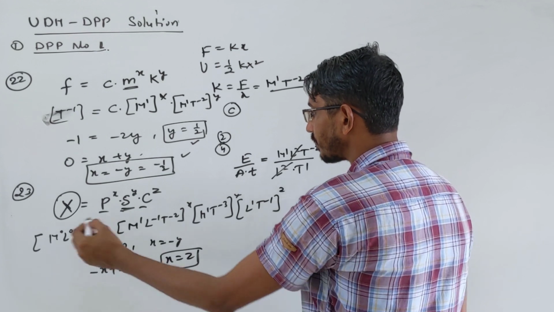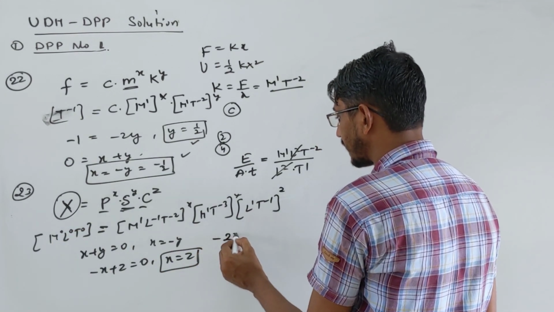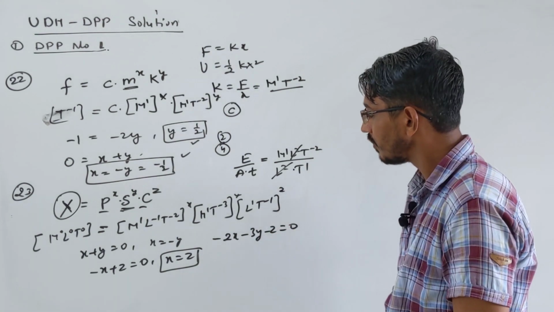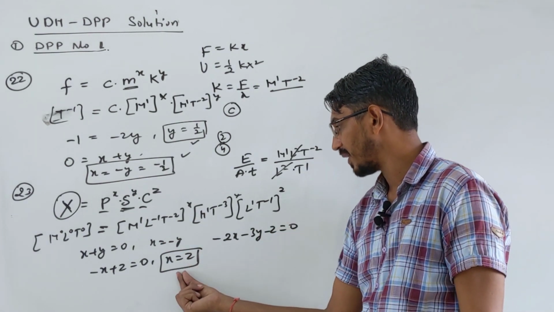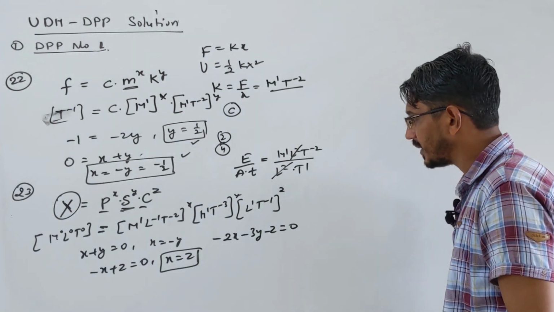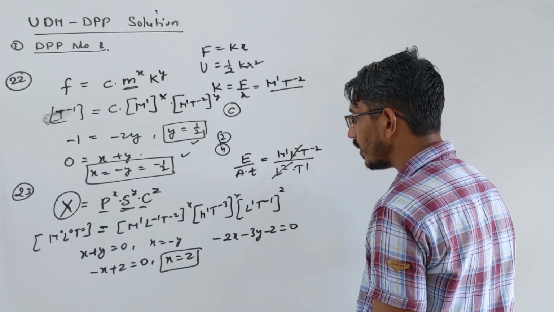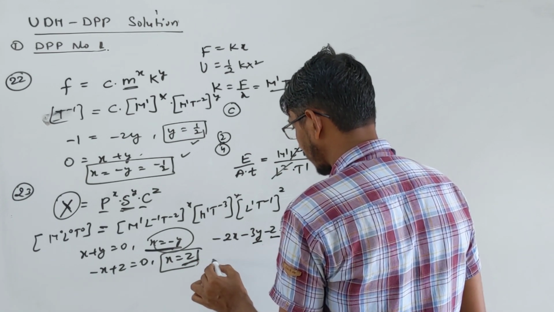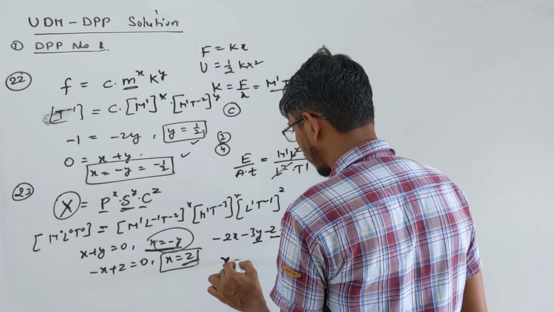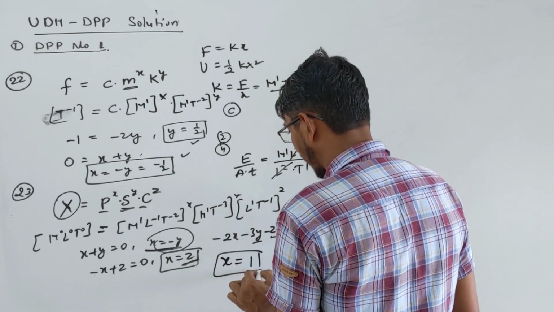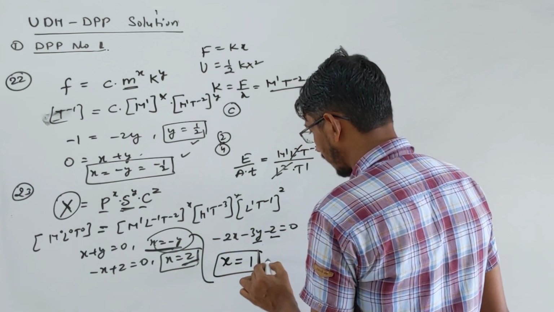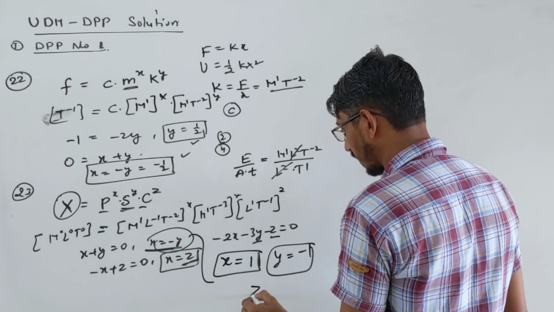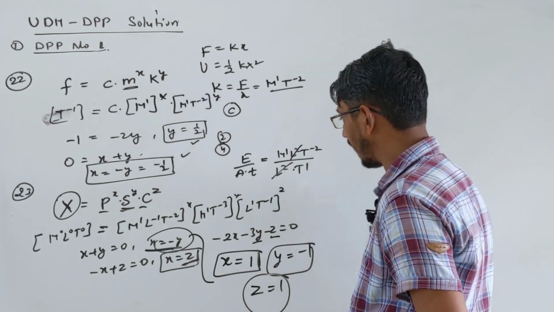Time dimension: minus 2x minus 3y minus z is equal to 0. The X and Y relations we have calculated, so in this equation let's replace Y and Z in terms of X. Then we get minus 3x minus 2x minus 2y. So x comes to 1. If x is 1, then Y will become minus 1. If y is minus 1, then z is also 1. So these come after solving this equation.